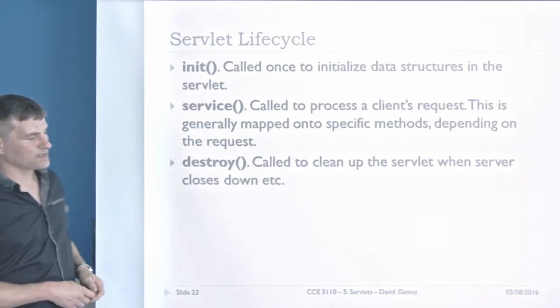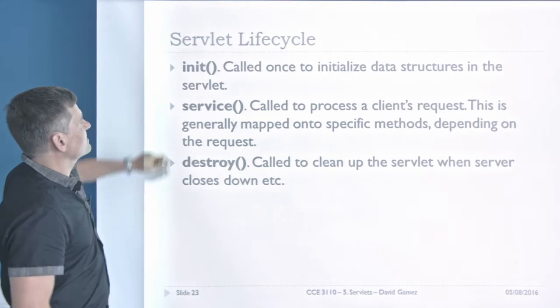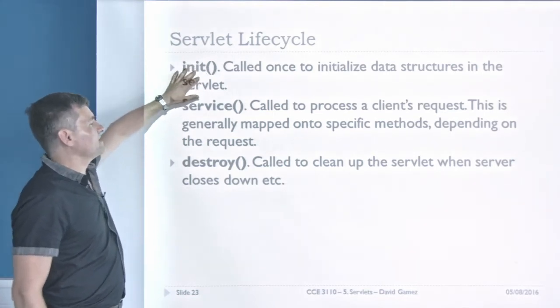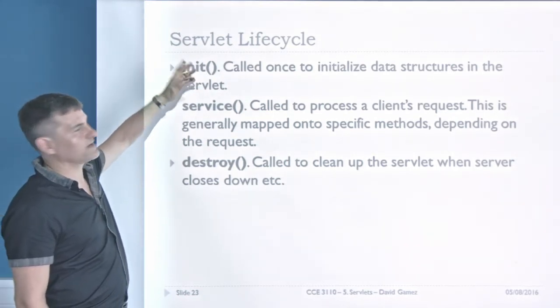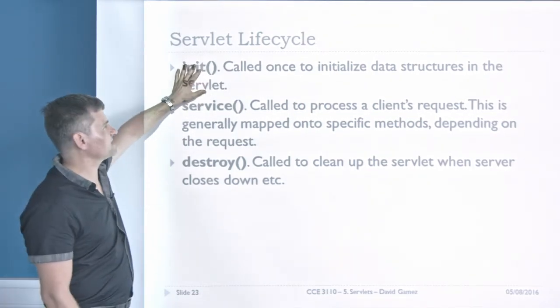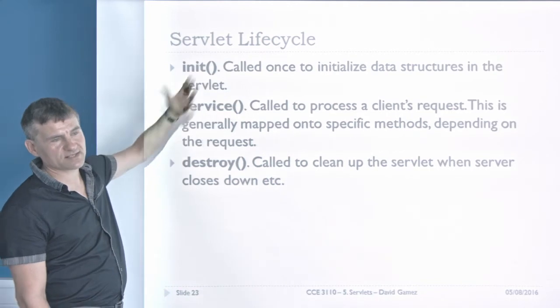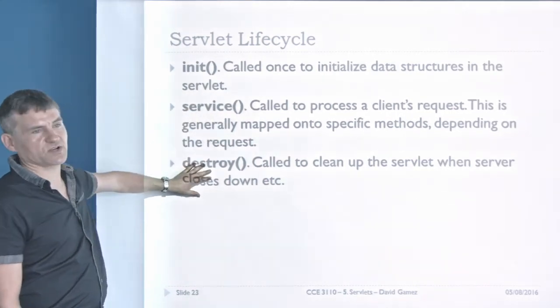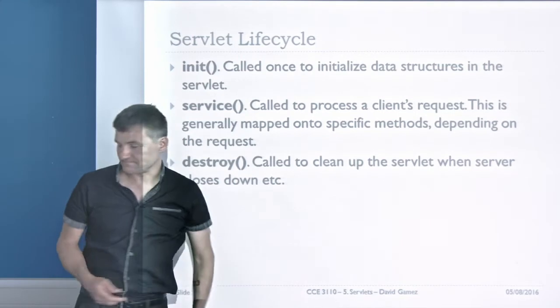So in the context of your project, the sensible thing to do would be, remember you're communicating with cloud services and all that, so in the init method, you could set up the cloud communication, for example. The service method will then access the cloud to pull the data, and the destroy method will close down the cloud communication.